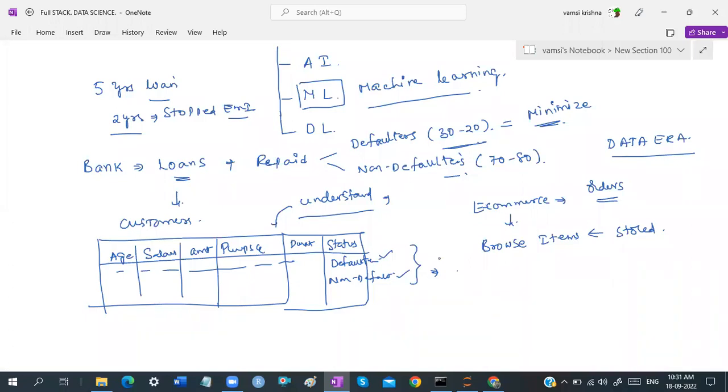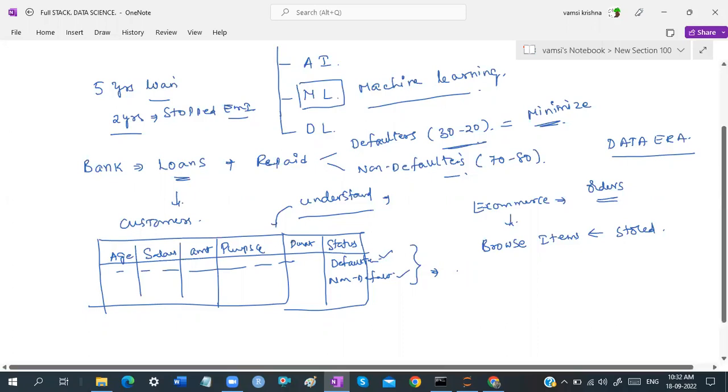Some years before, even people thought that data is only for business transactions. But after that, experts found out that data is a very powerful resource for us. Every data is going to tell us some story, some story behind it. So if we analyze the past customers' data, and we know who are the defaulters and non-defaulters, we will get some insight, some understanding.